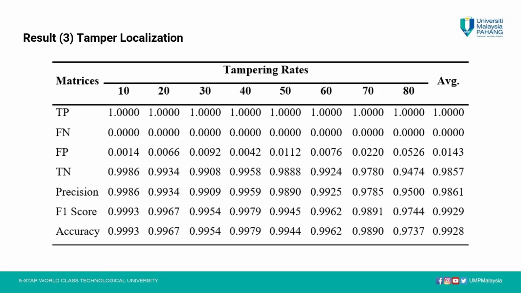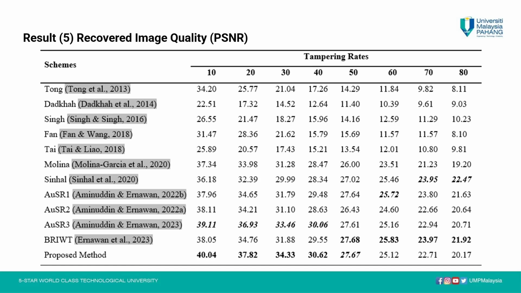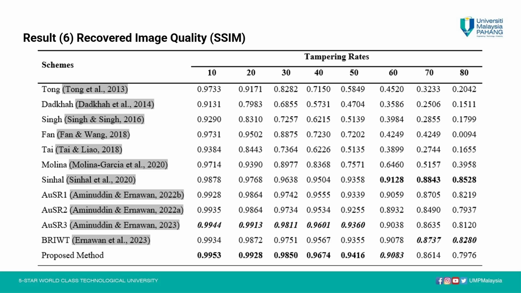And this is for tamper localization, for precision and accuracy. We can see that our technique has like 99% accuracy here. And then this is the result of tamper coincidence. Our technique is better in terms of the CBR, the tamper coincidence block ratio. And then this one is for PSNR. For recovered image quality, our technique performs better than other techniques here. And this one is for SSIM.